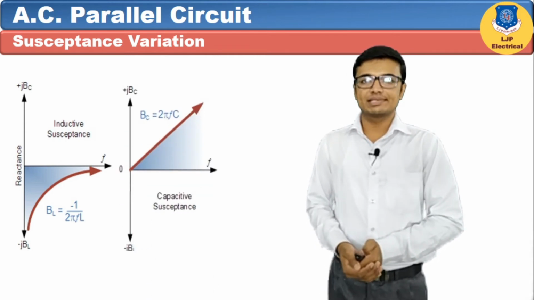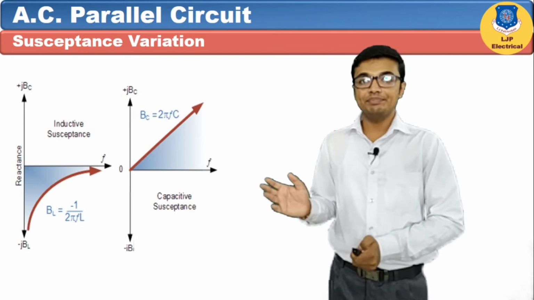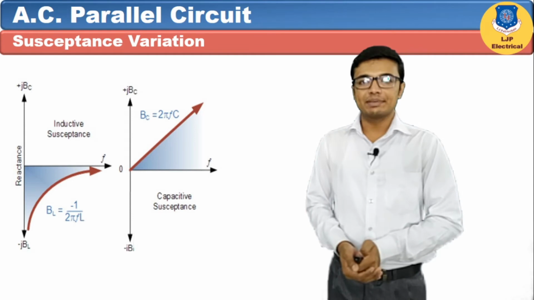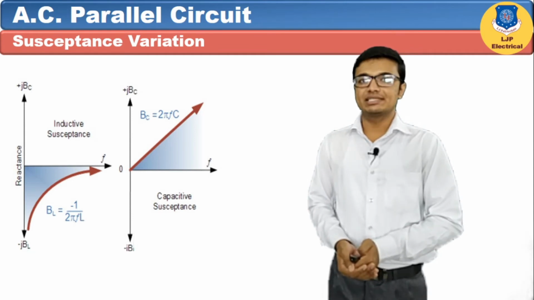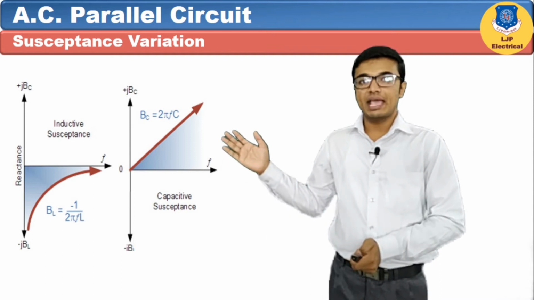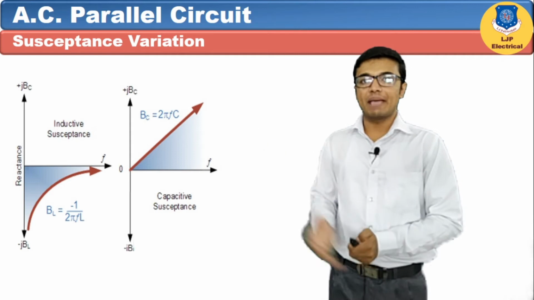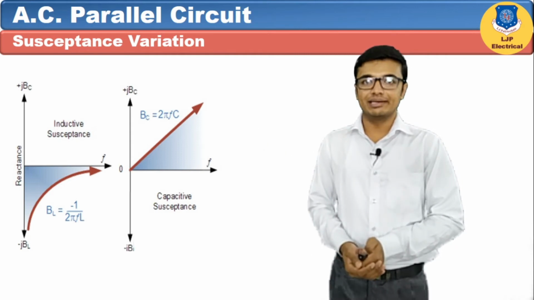Next term is capacitive susceptance. Capacitive susceptance is indicated by capital B with subscript C. Capacitive susceptance is the reciprocal of capacitive reactance. The equation of capacitive susceptance is BC equal to 2 pi FC. It means if we increase the frequency, the value of capacitive susceptance will increase linearly. The unit of capacitive susceptance is mho.